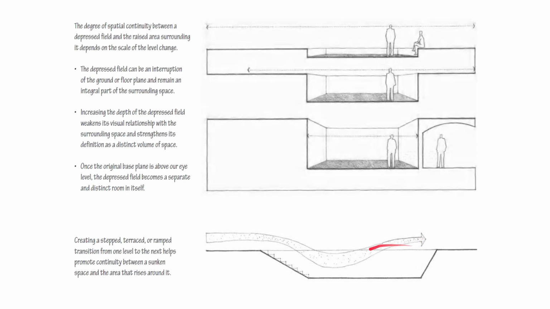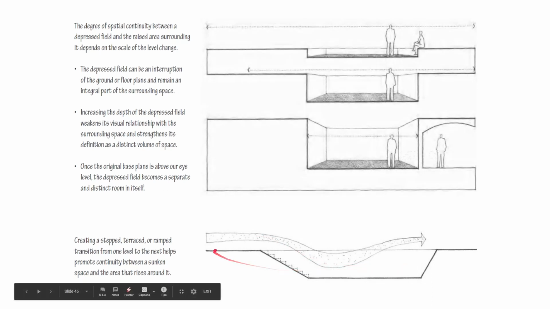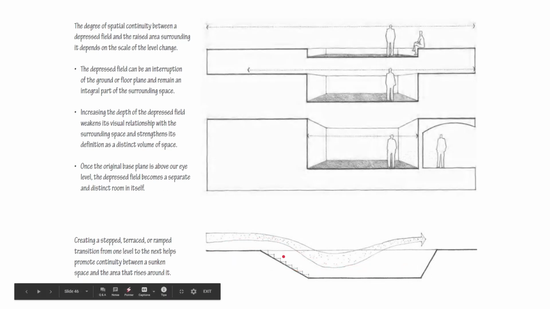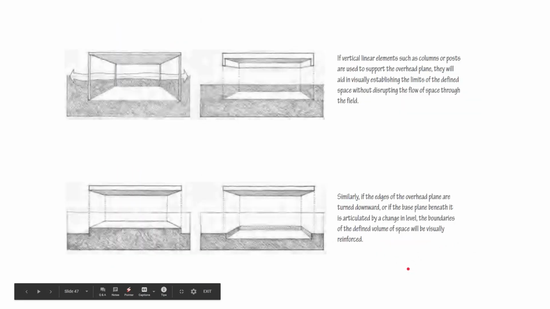Creating a stepped, terraced, or ramped transition from one level to the next helps promote continuity between a sunken space and the area that rises around it. So whenever you want to go to a sunken space, you still have the level of continuity when you're going down. From here, you still have a level of view from there. Okay.